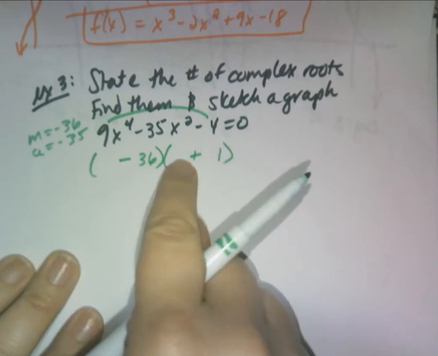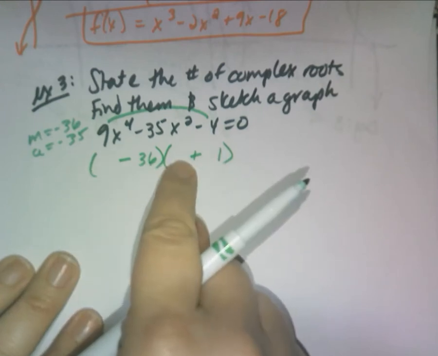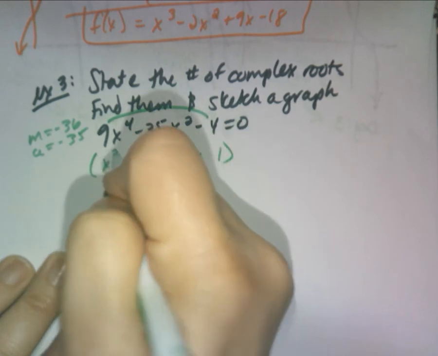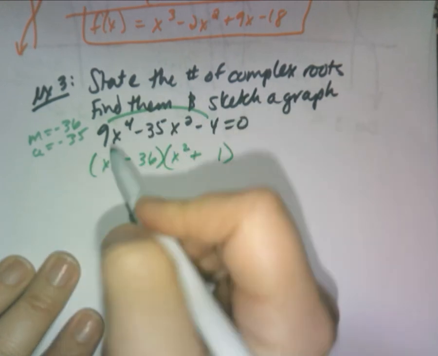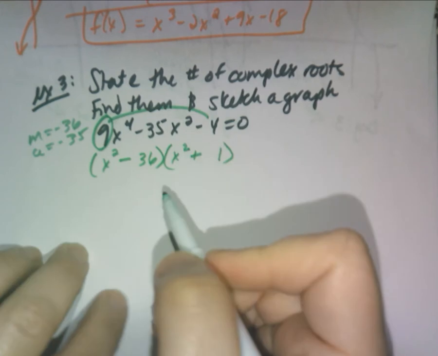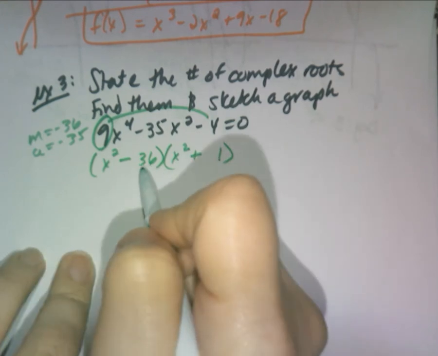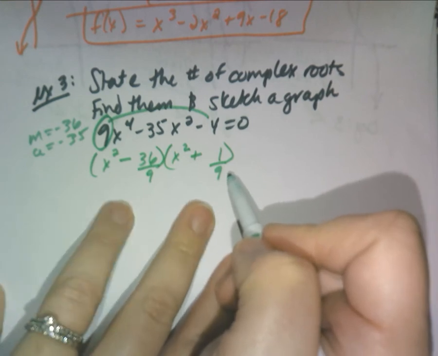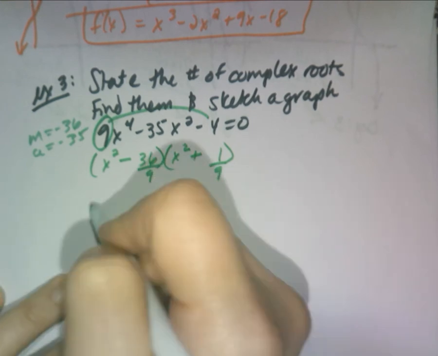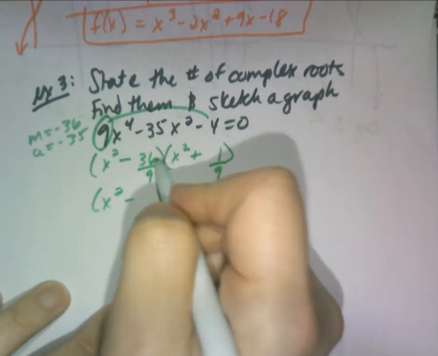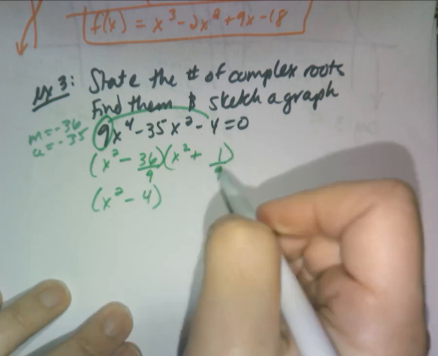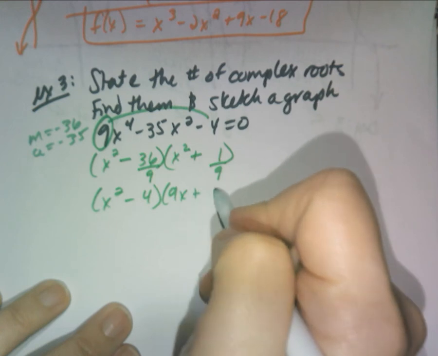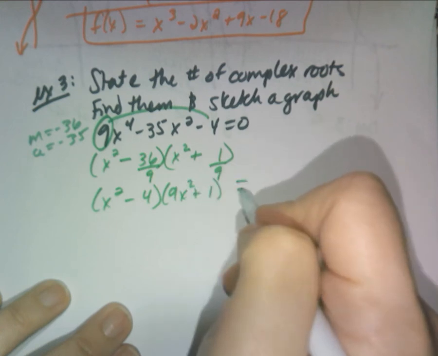What do you put here and here? X to the what? Squared. Because x squared times x squared makes x to the 4th, doesn't it? Now, because there's a 9 in front, what do we do with that? This is what everybody always forgets. Divide the 9. Yes, if it reduces, reduce it. So 36 divided by 9 is 4. This one, though, you bottom up. So 9x squared plus 1 equals 0.